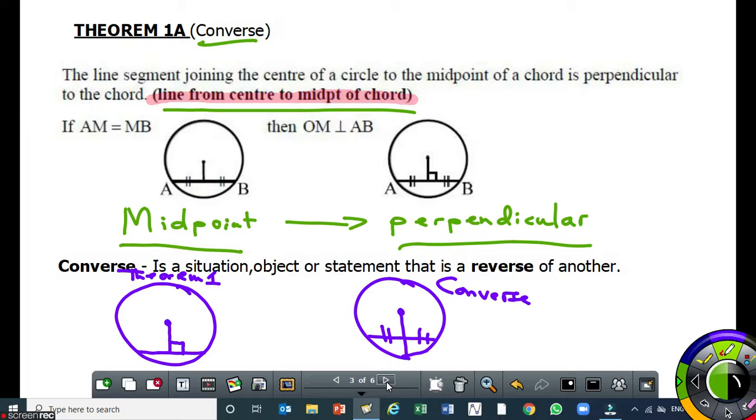Now, I wrote here a simple definition of the word converse. It is a situation, object, or a statement that is a reverse of another. Now, in our case, we will take the statement that is the reverse of another. That's a converse. So I summarize it here. The original theorem one: line from center perpendicular to a chord. The converse: line from center to midpoint of chord. Therefore, the chord will be indicated as being bisected.